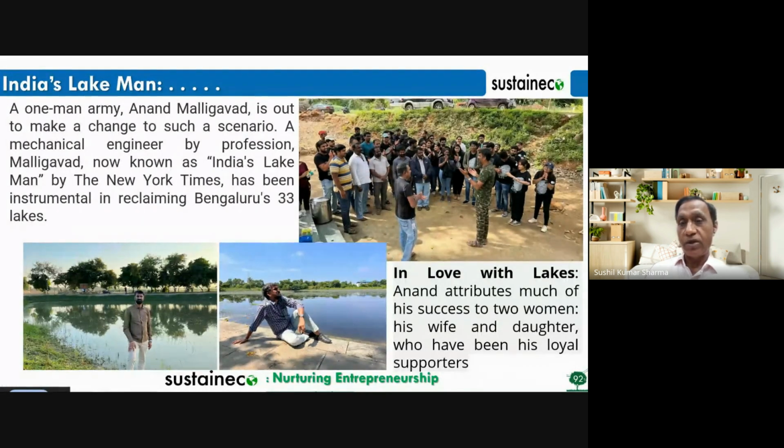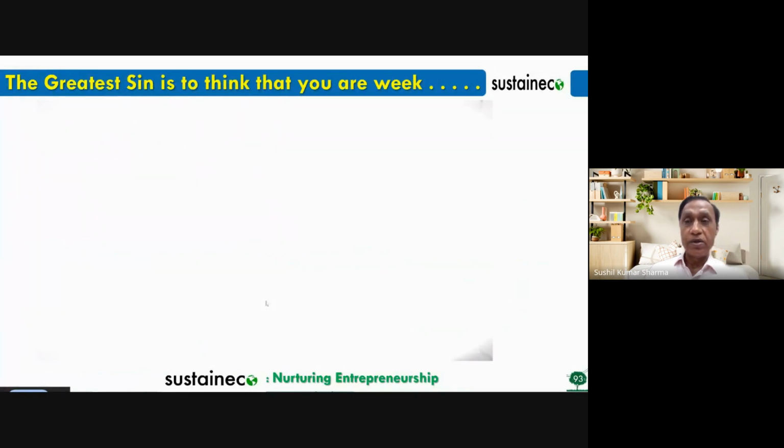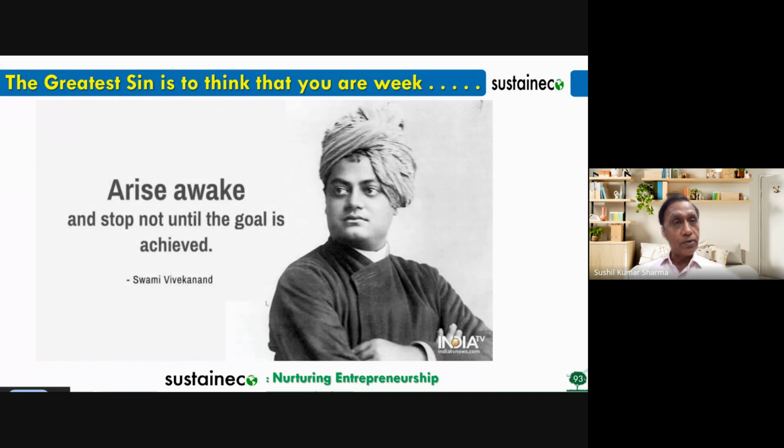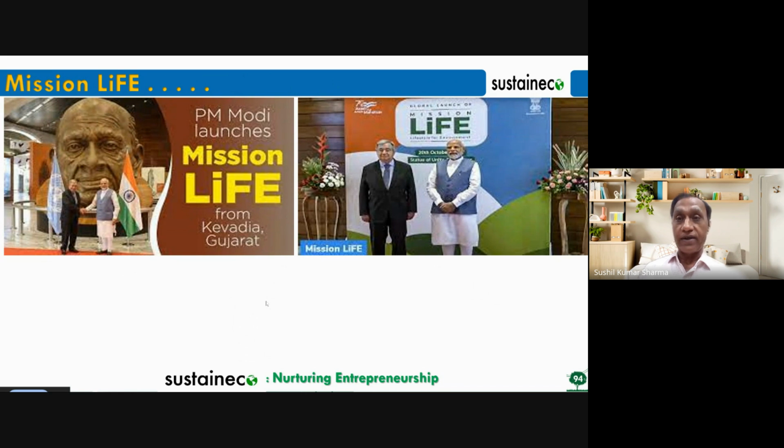Anand attributes much of his success to two women. You all are a woman campus. He also attributes success to women, his wife and daughter, who have been his loyal supporters. As a result, he could do this restoration work. Now, coming to close, the greatest sin is to think that we are weak. This is a saying of the greatest spiritual leader we have ever had, Swami Vivekananda ji. He calls upon us: arise, awake, and stop not until the goal is achieved, and there are a lot of expectations from us.